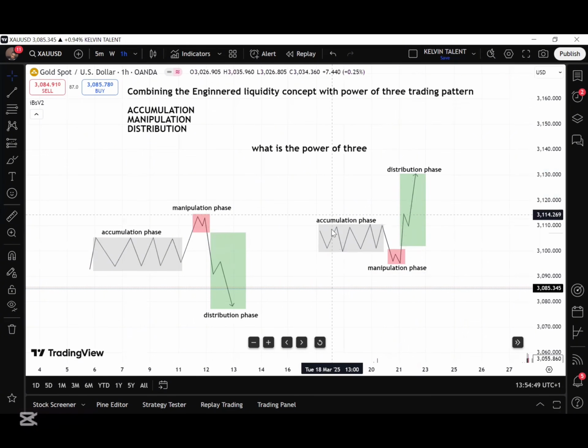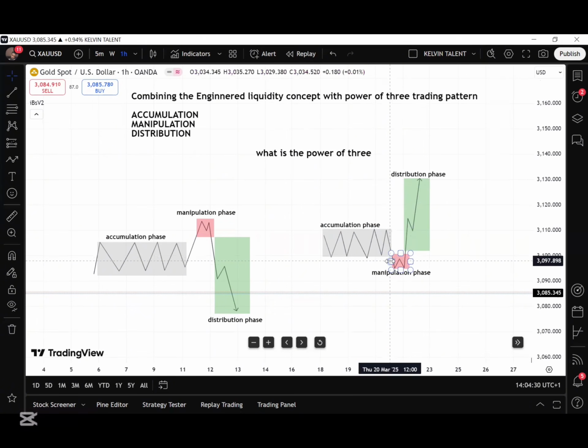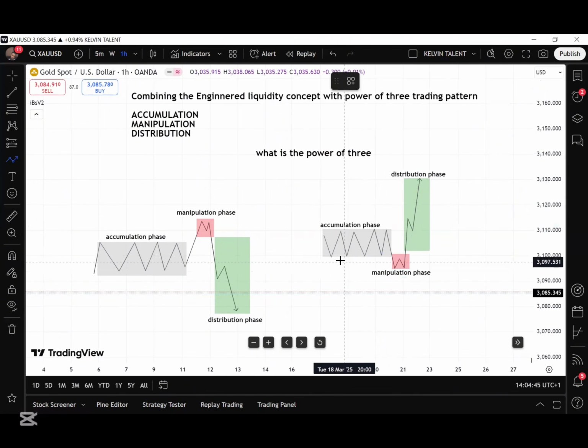Okay, so after accumulating enough orders in this accumulation phase, gathering enough buy side and sell side liquidity above and below, price suddenly spikes up or down to actually trap traders. That is where the manipulation phase comes in. So this manipulation phase is where institutions trigger stop loss orders. This is where most retail traders get trapped because the manipulation phase is actually to manipulate traders into thinking that price wants to sell. In this case, we have an established support level here.